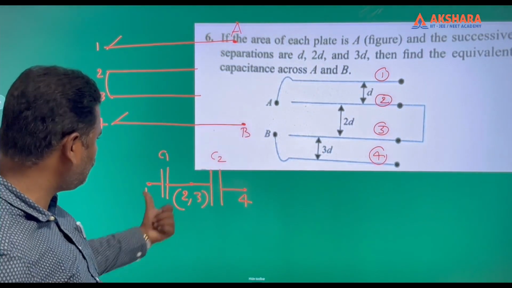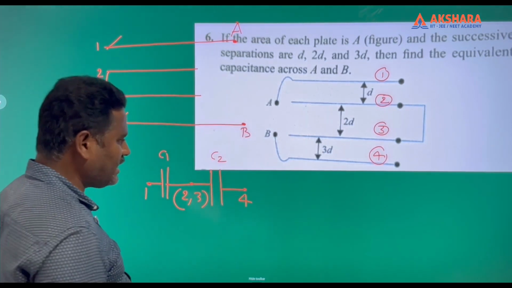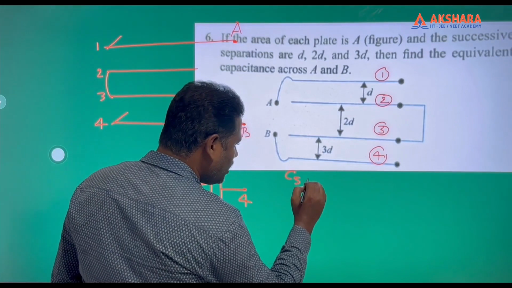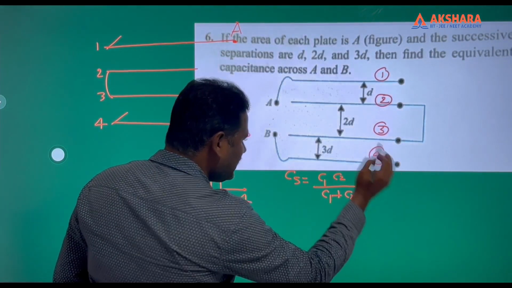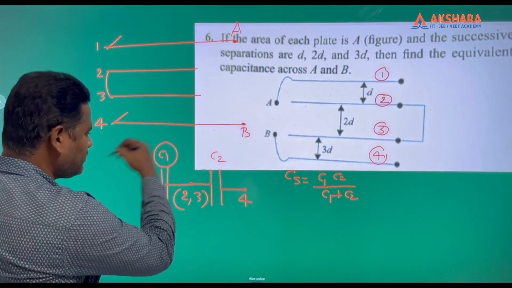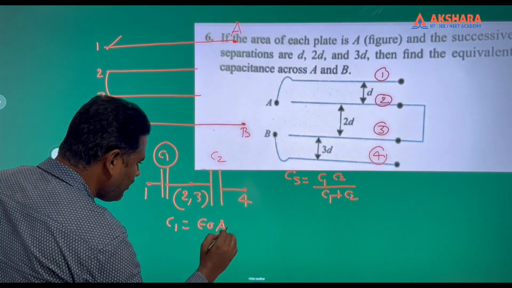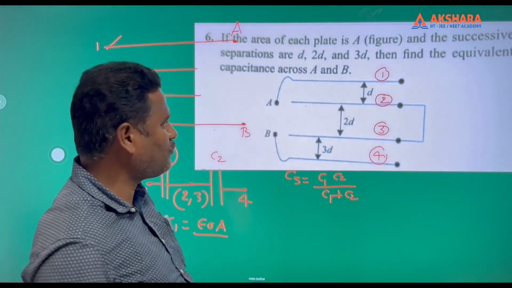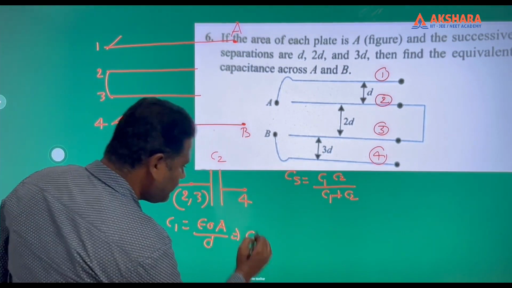Now, if you observe, these two are in what combination, children? Series combination. We know very clearly for series combination the formula is Cs is equal to C1 C2 divided by C1 plus C2. Right? So, what is the value of C1 here? C1 is equal to epsilon naught A divided by the distance between the plates, first capacitor D. You name it as C.